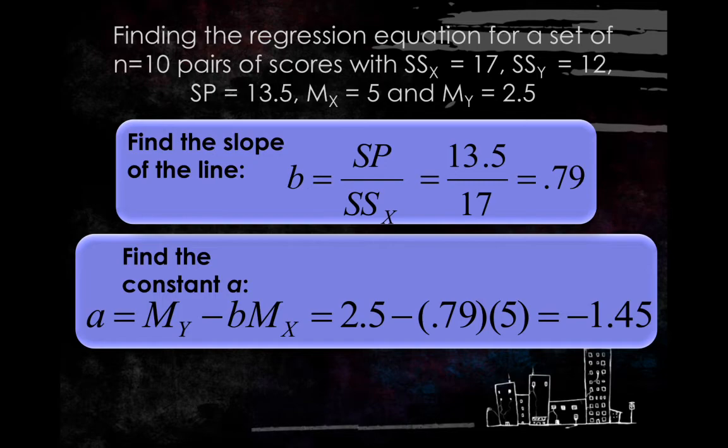So we find B first, right? So B equals that SP, or 13.5, divided by sum of squares x, or 17. So B equals 0.79, and A equals the mean of y, 2.5, minus B, right? We already found B, the 0.79, times the mean of x, so 5. So our A equals negative 1.45.